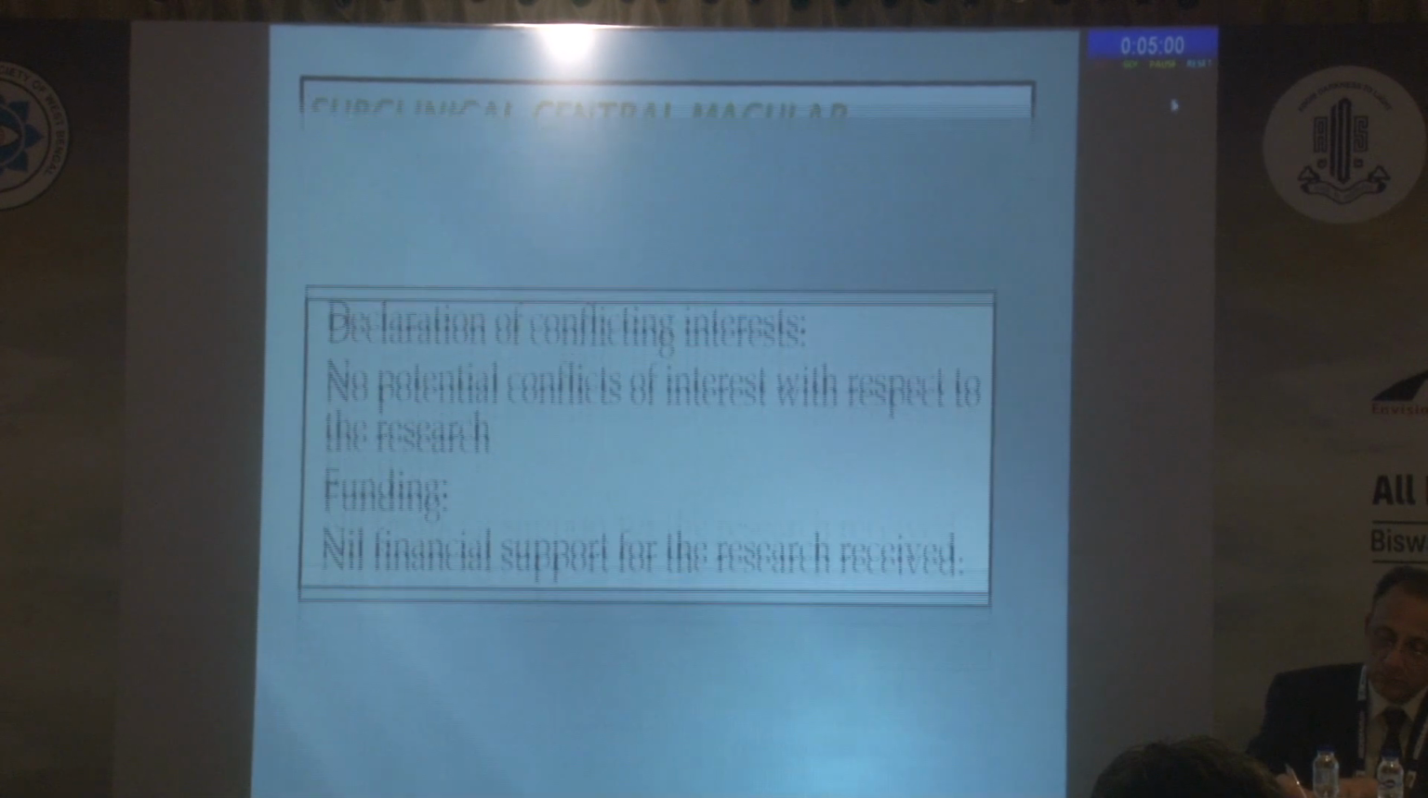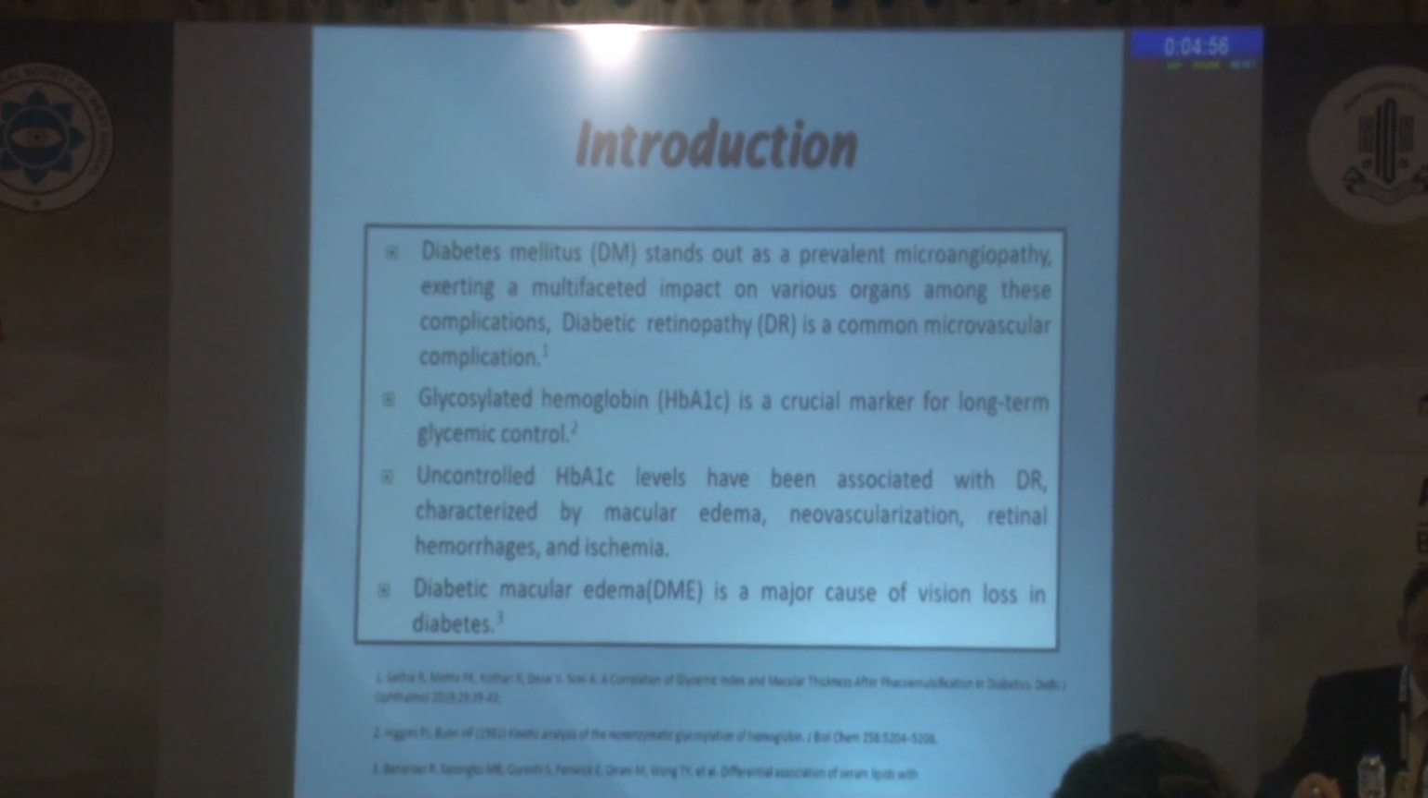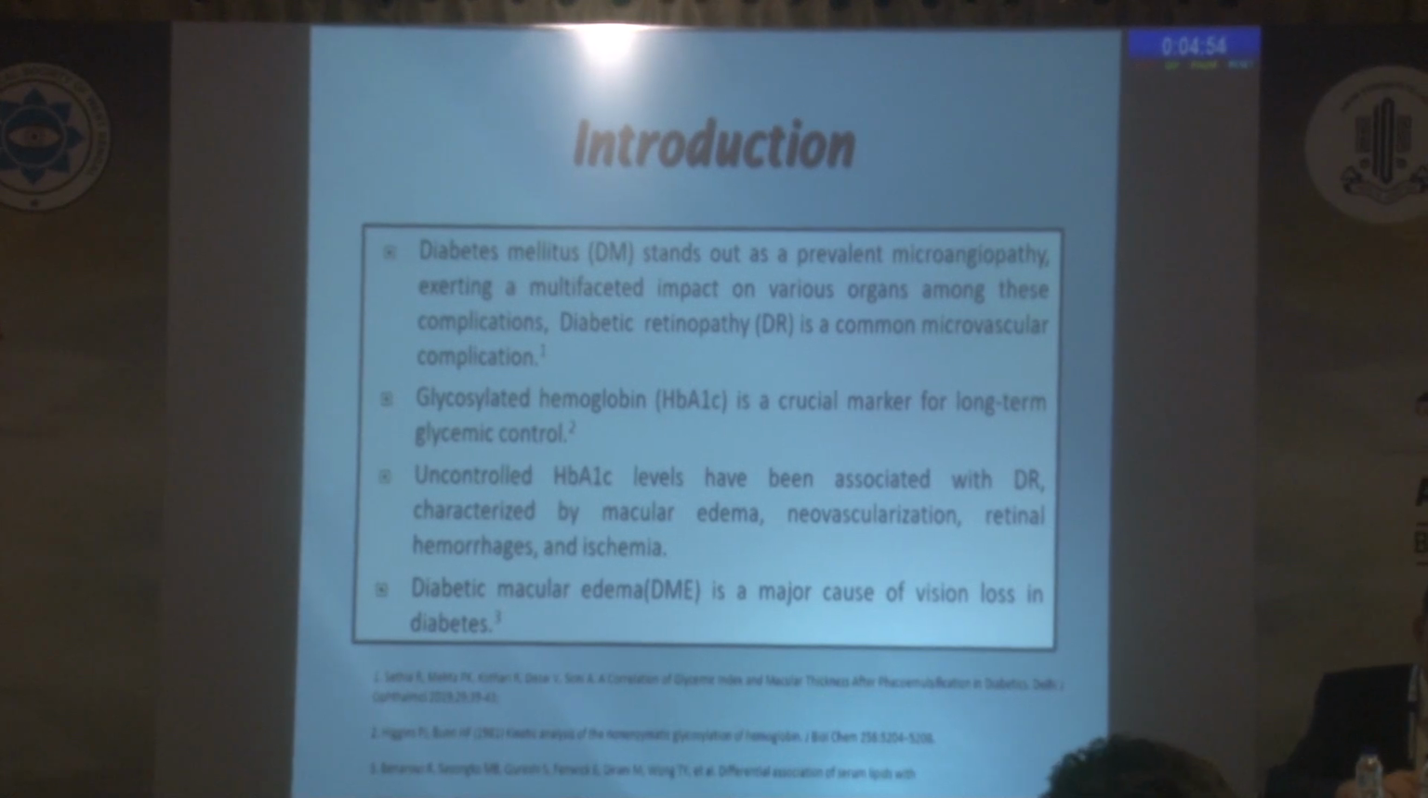Good afternoon. There is no financial interest or conflict of interest with this study. Coming to the introduction, diabetes mellitus stands out as a prevalent microangiopathy exerting a multifaceted impact on various organs. Among these complications, diabetic retinopathy is a common microvascular complication. Glycosylated hemoglobin is a crucial marker for long-term glycemic control. Uncontrolled HbA1c levels have been associated with DR characterized by macular edema, neovascular hemorrhages, and ischemia.